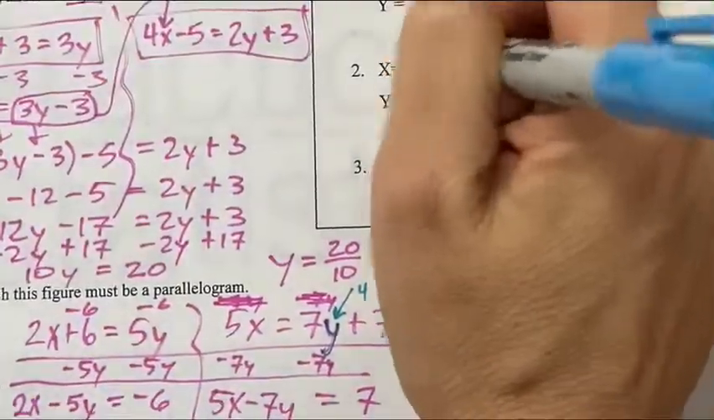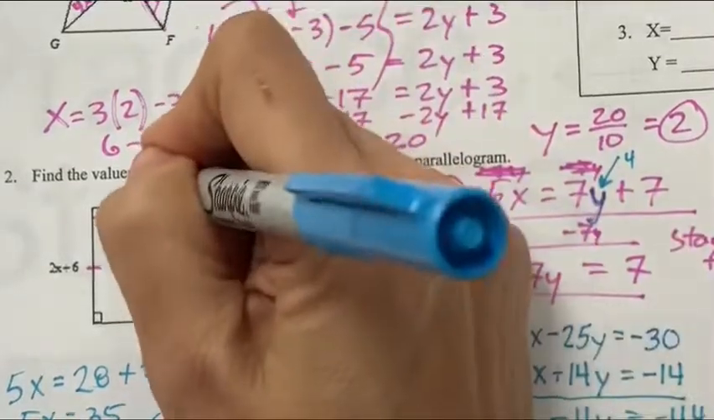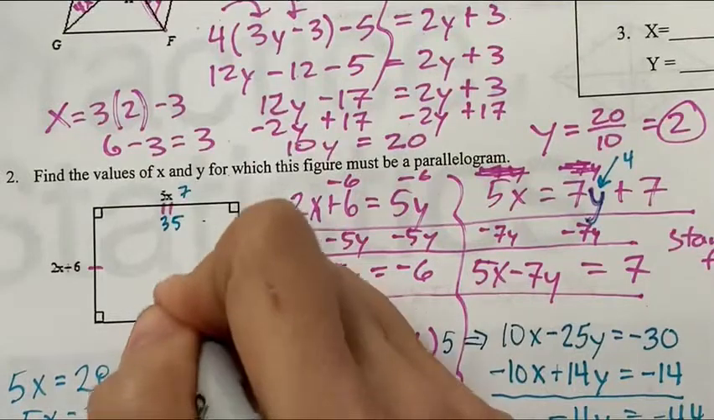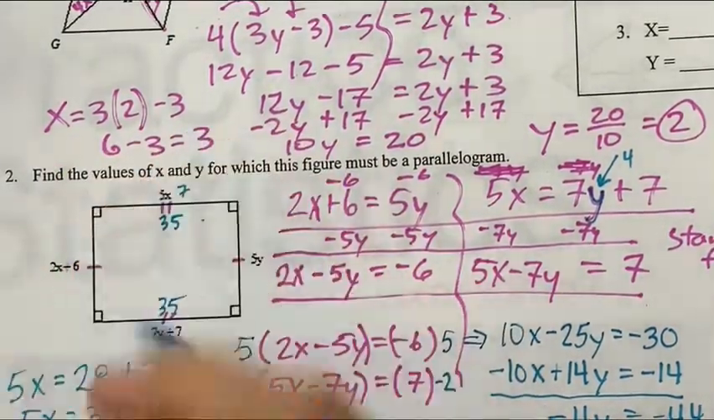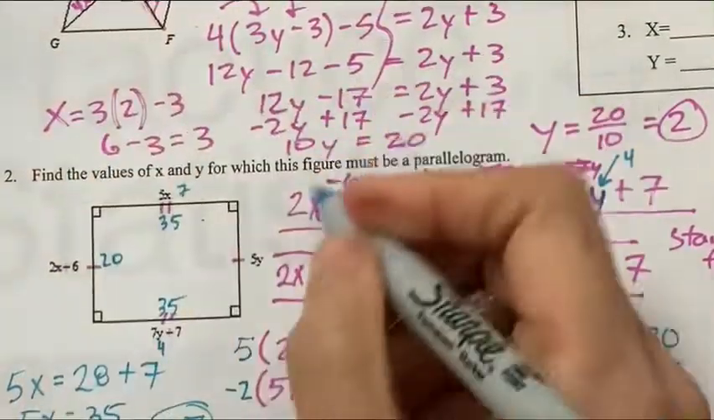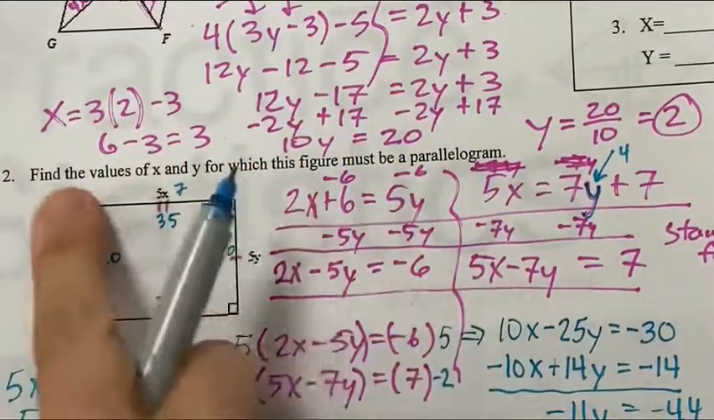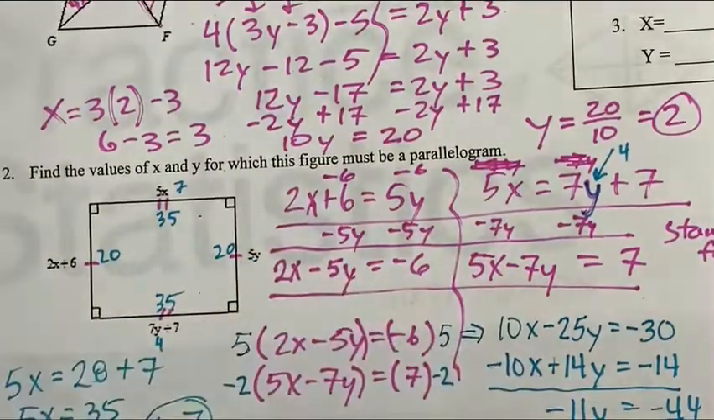X is 7. Could we plug this back in to verify? Absolutely. So if I make x is 7, this side's 35. If I make y 4, this side's 35. And make x 7, this side's 14 plus 6, or 20. If I make y 4, that side's 20. So that makes sense. The rectangle is 35. The longer two sides are 35, the shorter two are 20.